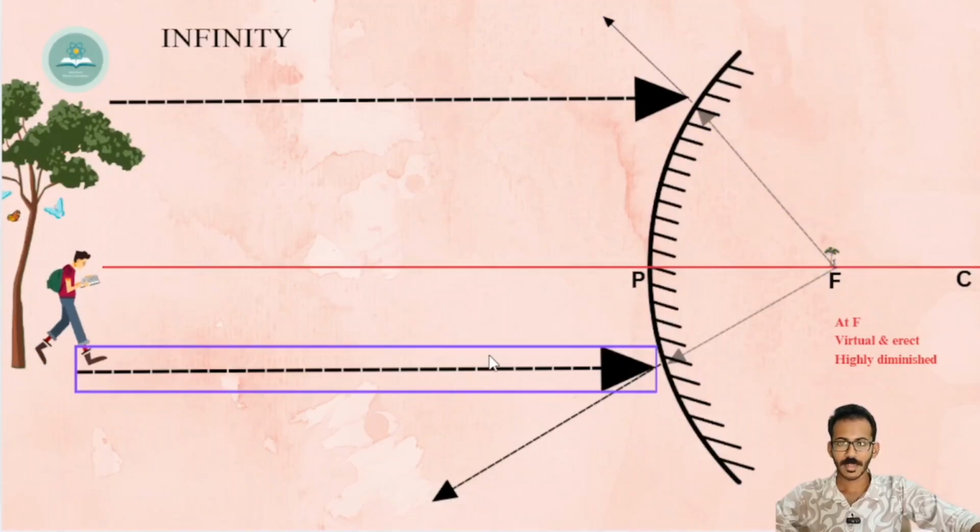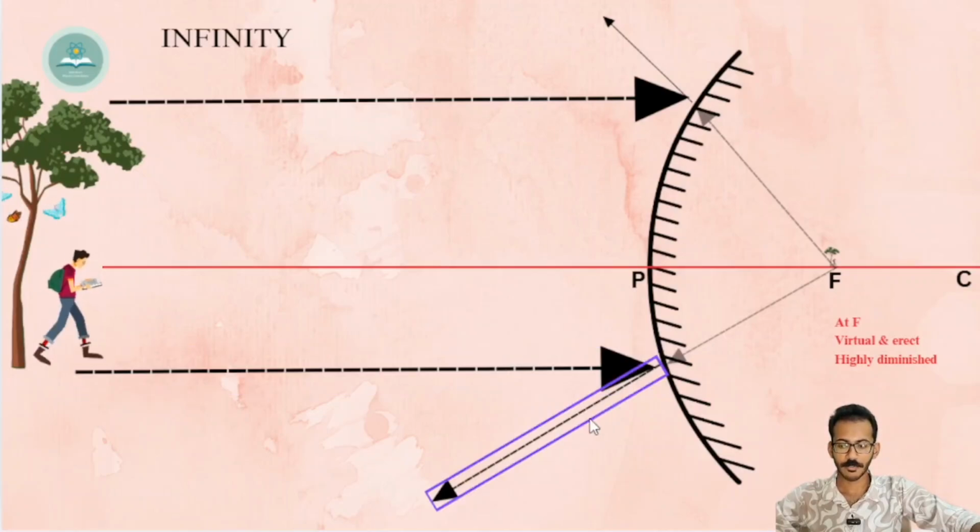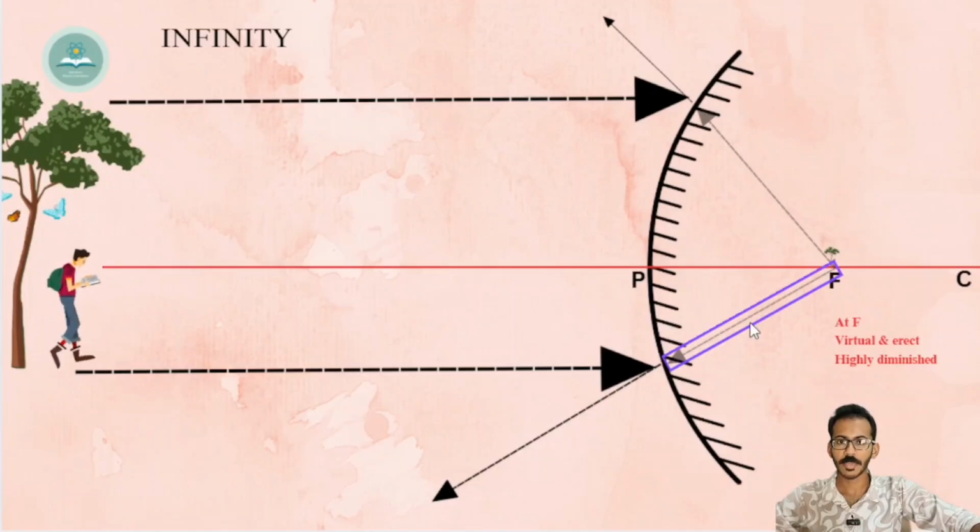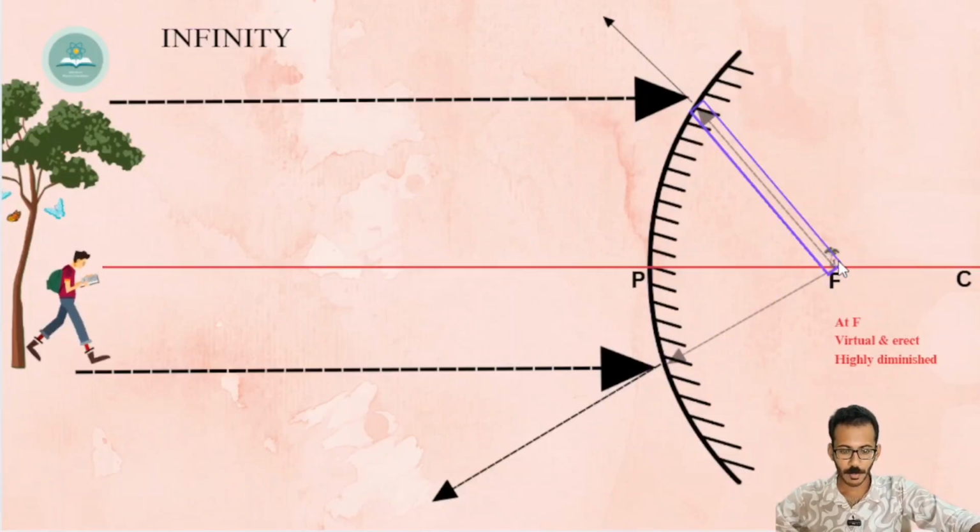The second ray is also a parallel ray. It comes and hits the mirror, then gets reflected back like this. Here also, we feel like the ray came from the focus. So, when we analyze, both the rays are meeting each other inside the mirror at this particular point. That is the focus of the mirror. So, whenever we place an object in front of a convex mirror at infinity, the image will be formed at the focus.